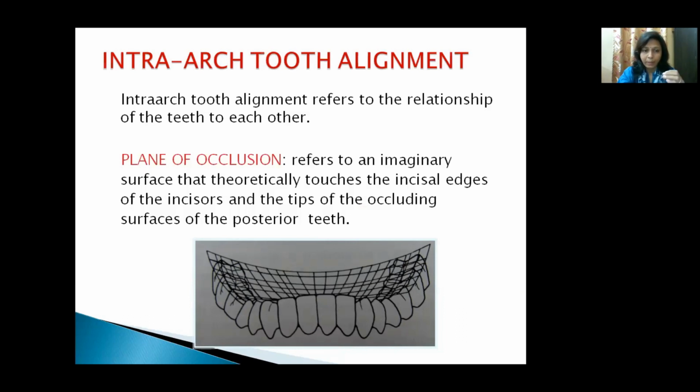The plane of occlusion refers to the imaginary surface that theoretically touches the incisal edges of the incisors and tips of the occluding surfaces of the posterior teeth. So this is the plane of occlusion, which touches the incisal edges of the incisors from the anterior side and, posteriorly, the tips of the occluding surfaces of the posterior teeth.